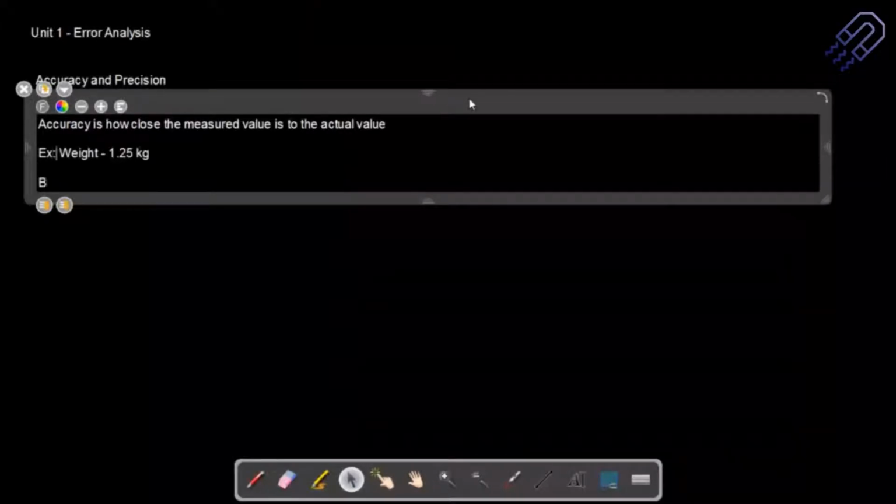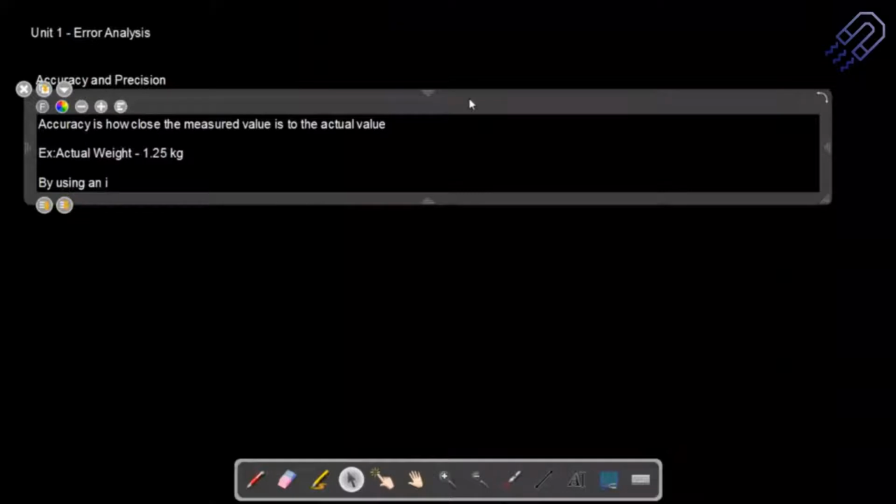So maybe I can just write down the actual weight, okay? And by using an instrument, okay, we have the values as, let's say, 1.23 kg, 1.24 kg, and so on, okay? So it means that your value which is being taken by the instrument is actually close to the actual value. So you can say your readings are more or less accurate, okay? And this is what accuracy is all about, okay?